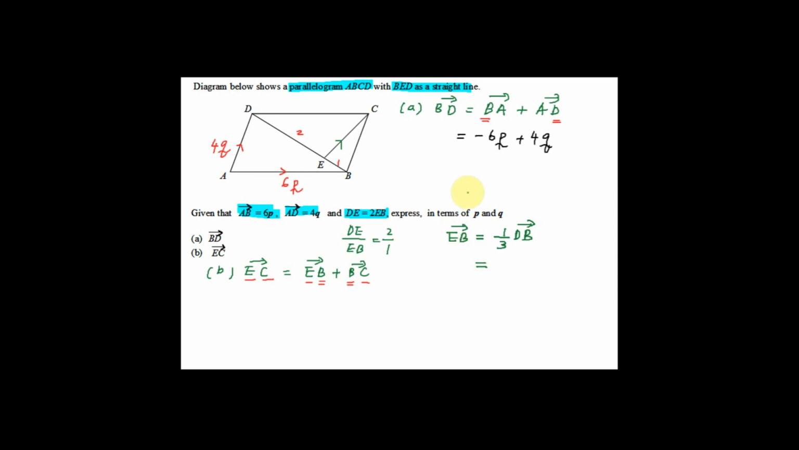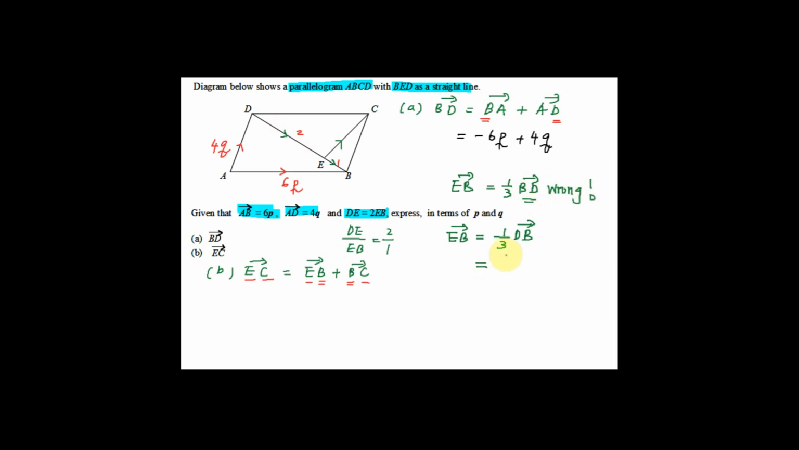So some students might put EB equal to 1 over 3 of BD. This is wrong because the direction is different, because EB should be in this direction here and DB also in this direction. But BD is in the opposite direction. So make sure you don't do that. This is wrong. The direction is very important in vector questions.